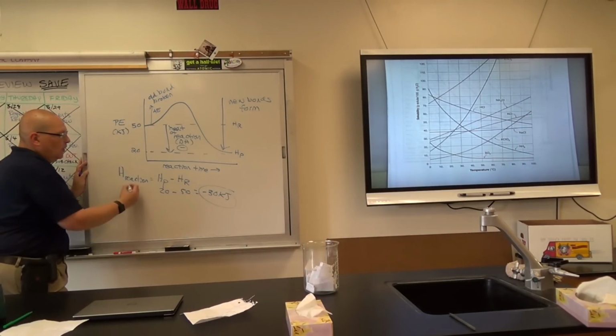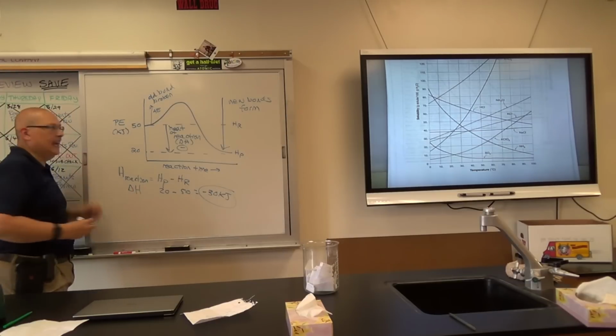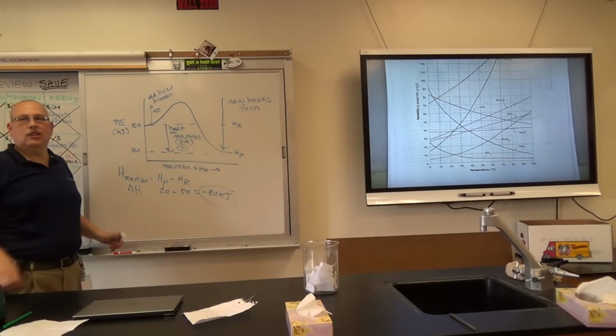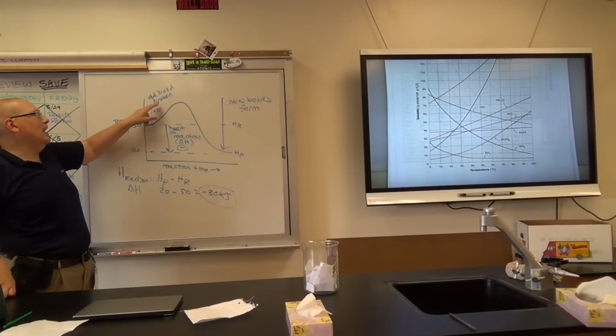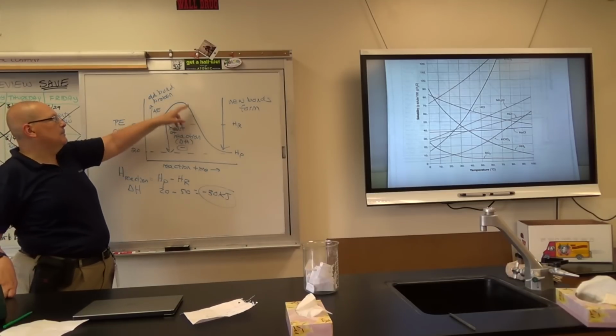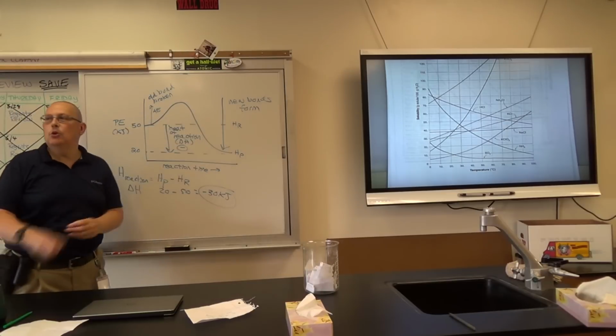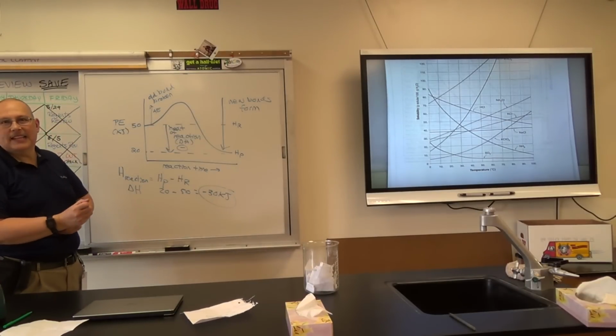Heat of reaction is also known as delta H. So that's what activation energy is. It's the energy you have to give the reactants to break old bonds before the atoms can rearrange and form new bonds. That's a potential energy diagram.